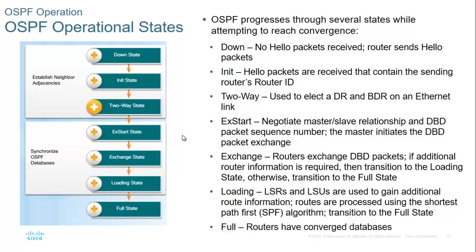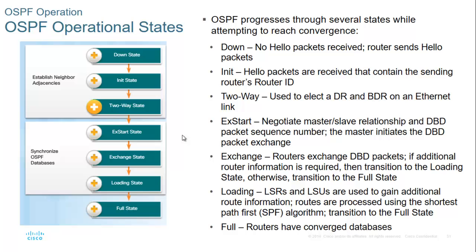Two-way state is used to elect DR and BDR on an Ethernet link. Xstart state negotiates the master-slave relationship and DBD packet sequence number. The master initiates the DBD packet exchange. So this is part of the synchronizing of OSPF databases across the topology.